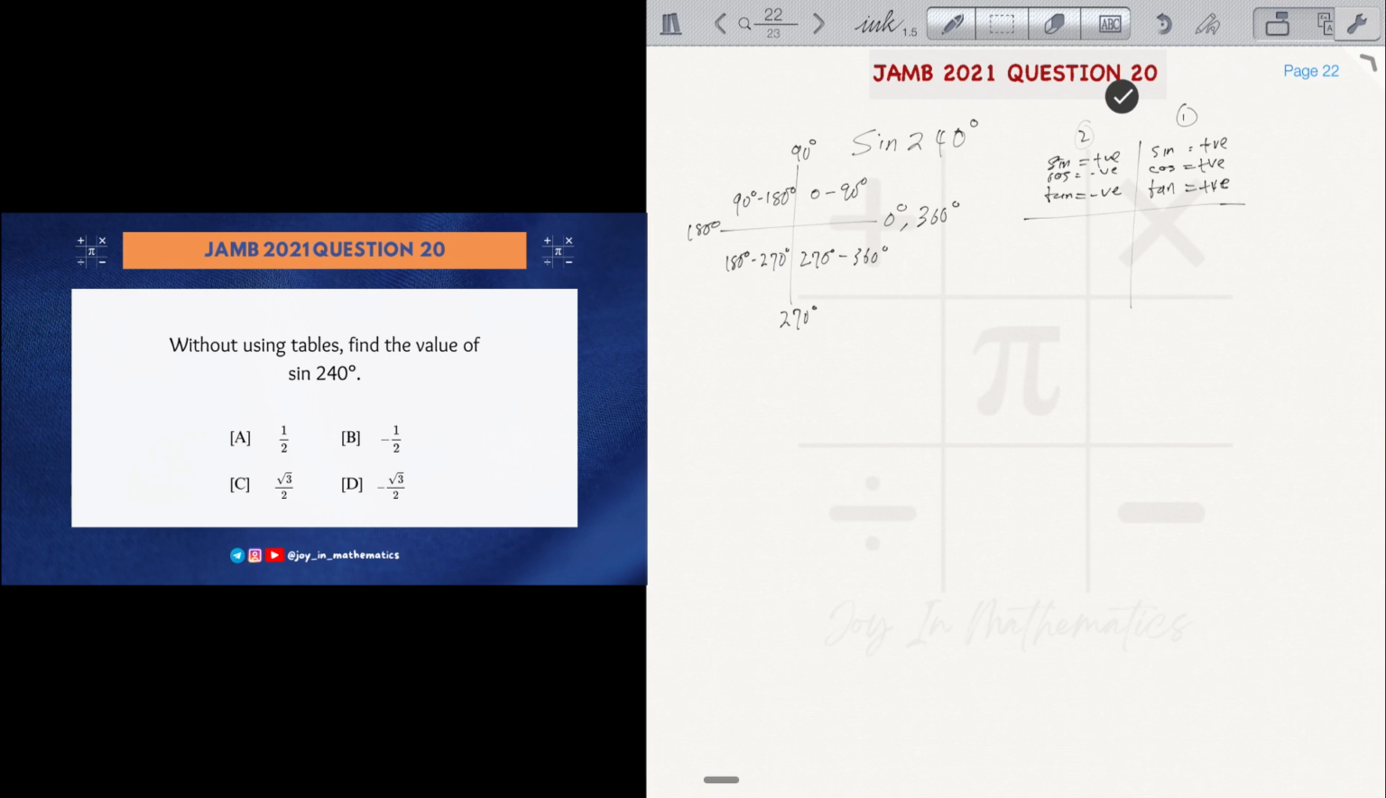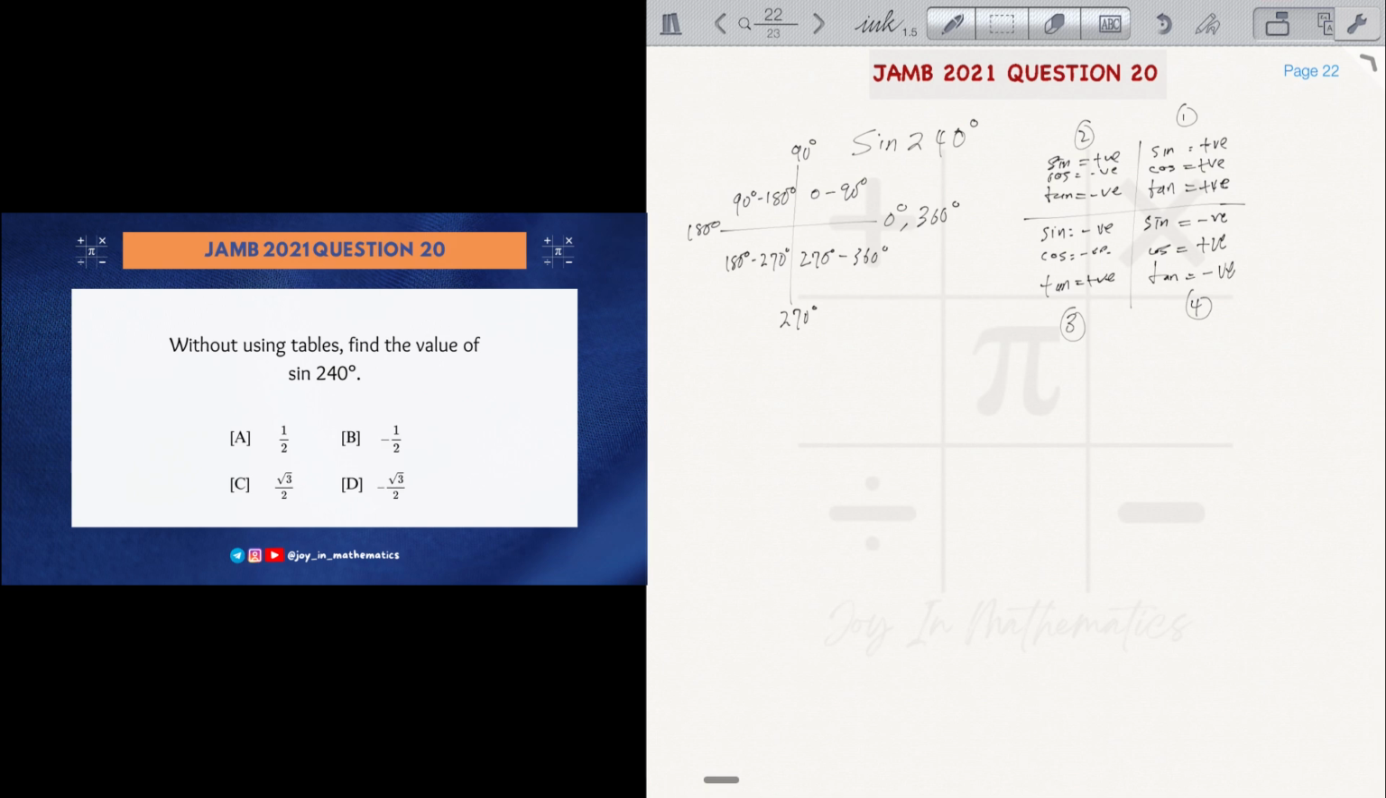This is the second quadrant. And in the third quadrant, only tan is positive there, so sine is negative, cos is negative, and tan is positive. And in the last quadrant, that's the fourth quadrant, cos is positive, all others are negative. Cos is positive and tan is negative.